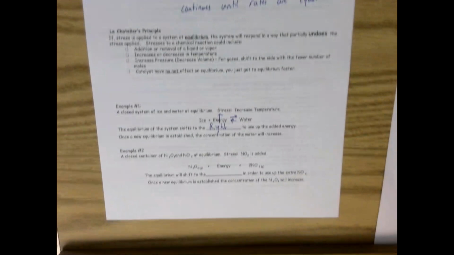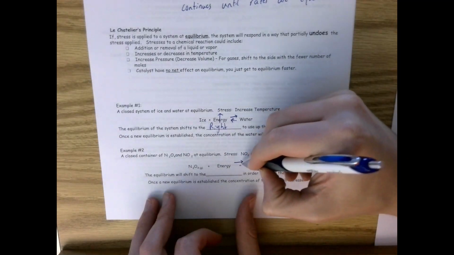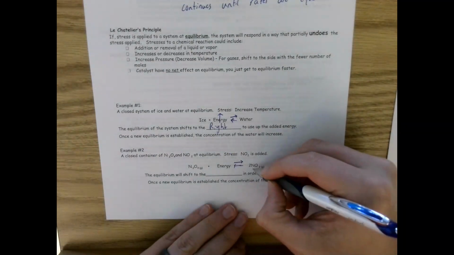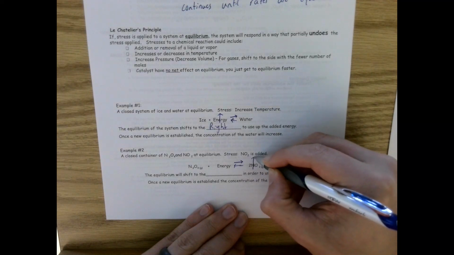So look at number 2. This is an actual chemical reaction, so it's a little bit different. This is a closed container of N2O4 and NO2 at equilibrium, so there's the balanced reaction. The stress that is applied is that I'm adding NO2. So I can fix my arrows. Am I adding a product or adding a reactant? Product. So I'm adding over here.